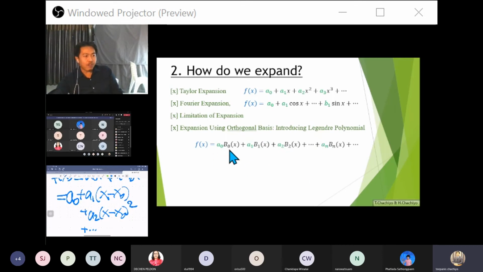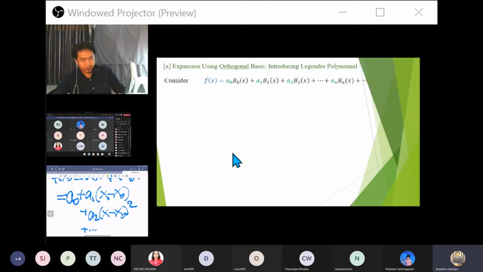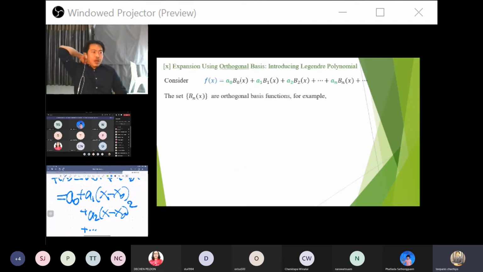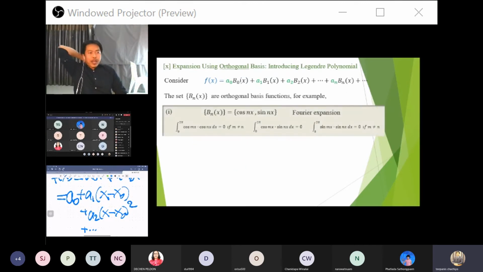Now we have, instead of x to the n power, a function called b0x instead. Let's make it more general. So let's look at orthogonal basis. Now I said that cosine and sine are orthogonal. Why? Because if you multiply them and integrate, they become 0 if the bases are different. If m and n are not the same, you get 0. That's what orthogonal means.